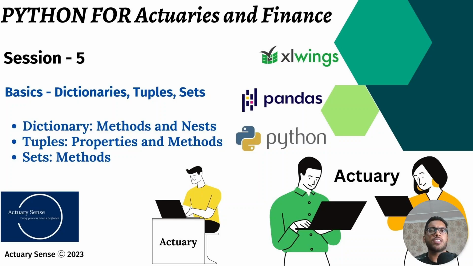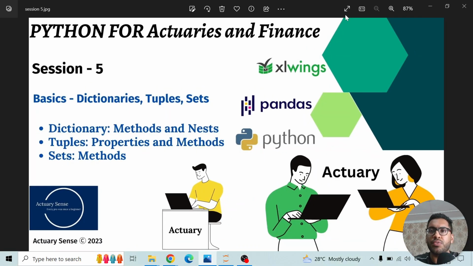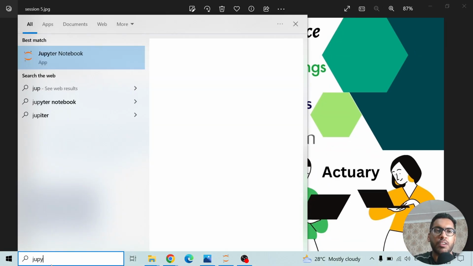Welcome to the fifth session, in which we are going to cover the remaining data types, that is dictionaries, tuples and sets. So basically we have covered in detail strings and lists, and in this session we will cover three more in one video, that is dictionary, tuple and set. All right. So first of all, we will open our Jupyter notebook.